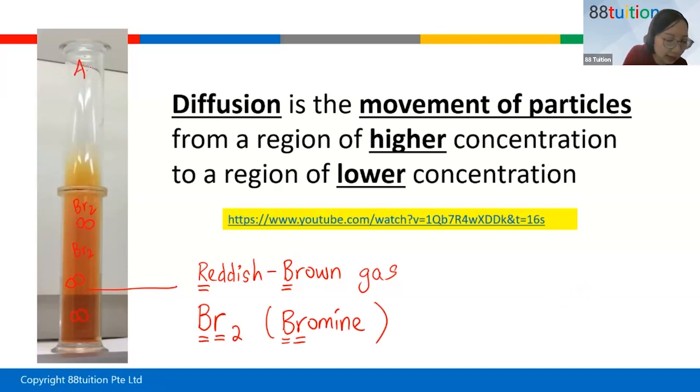Here there is only air, colorless air. There is no reddish brown. We have watched the video before, am I right? So you will see the reddish brown bromine gas diffuse upwards, because there's so much bromine here and zero bromine here. So the movement is always from higher concentration to lower concentration. Because there is so much bromine here, it is squeezed, so the molecules want to spread out. So air will diffuse downwards, and reddish brown bromine will diffuse upwards. Is that clear?